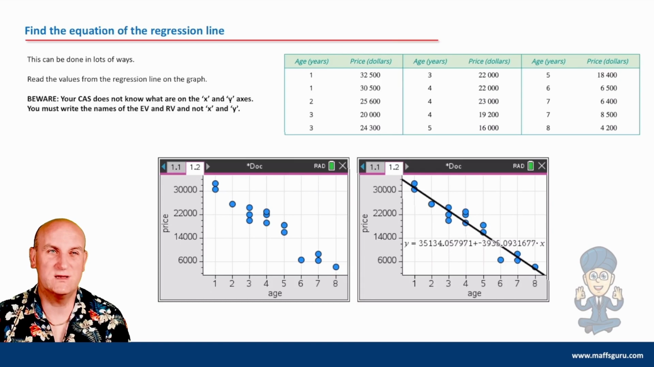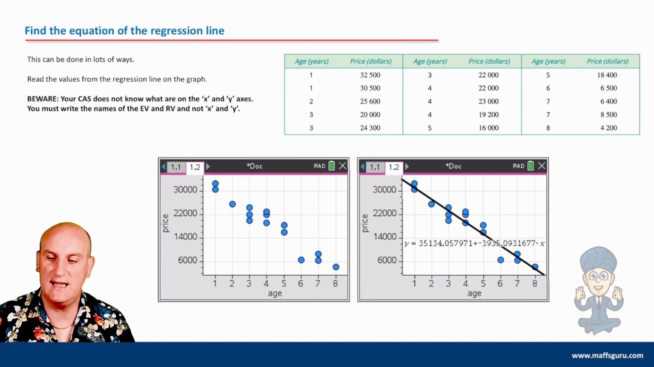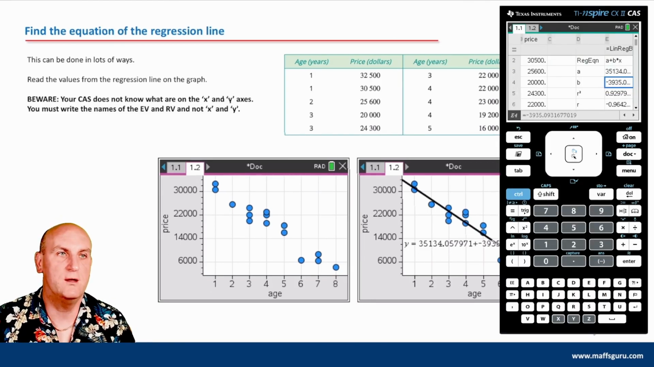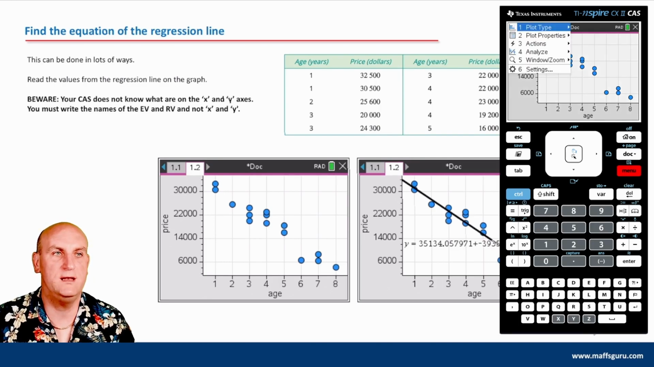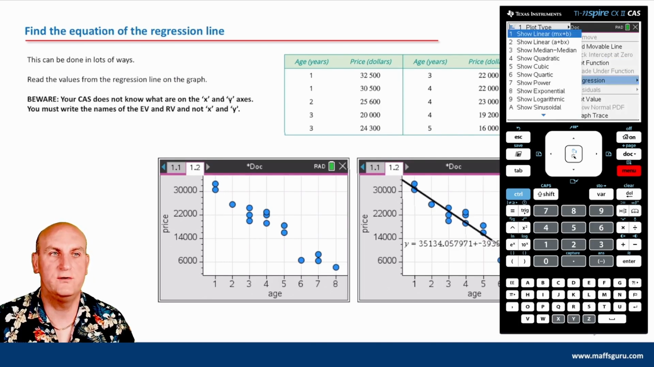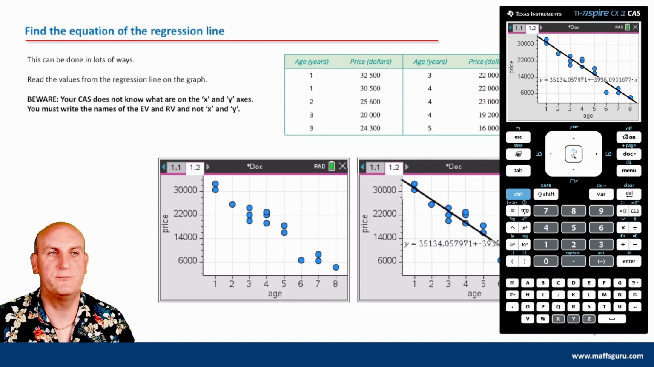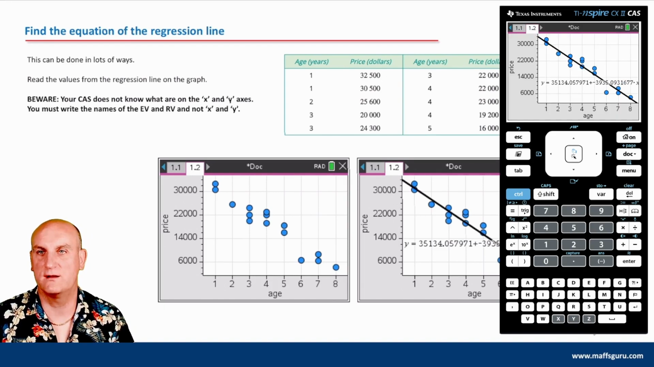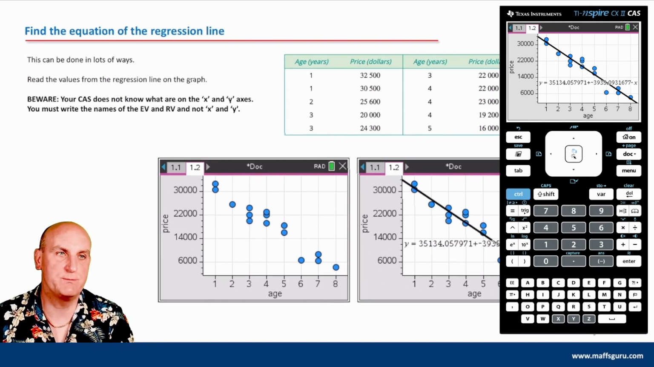Find the equation of the least squares line. Well, obviously it can be done using the CAS. So if I fire up my CAS again and go back to my graph, there's my graph. I can go menu, analyze, residual, show linear A plus BX. And there we go, we've got my A plus BX again. The Y and the X there is a bit confusing. You've got to make sure you don't write Y equals, and make sure you write that as price and age. But it pretty much matches what we got before.